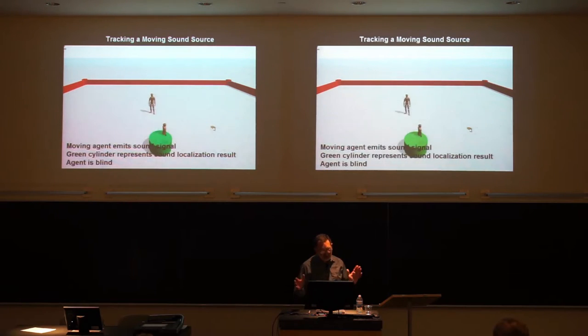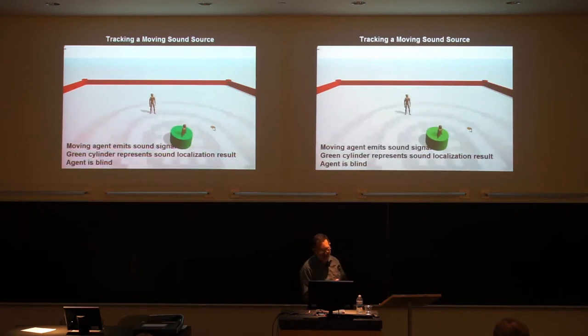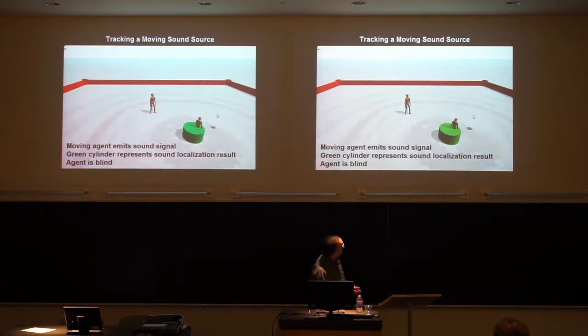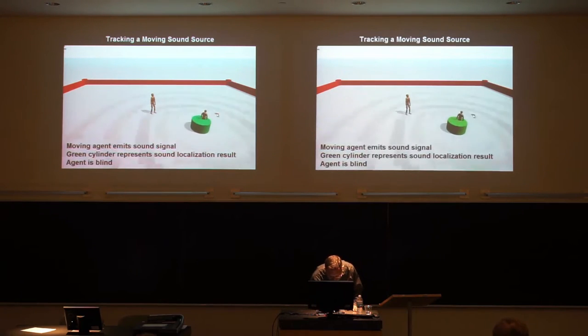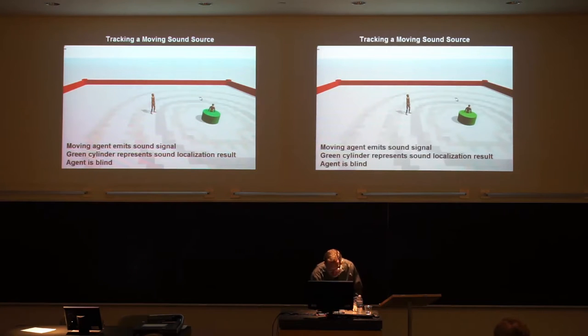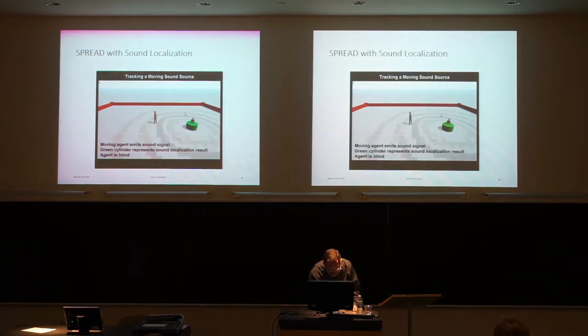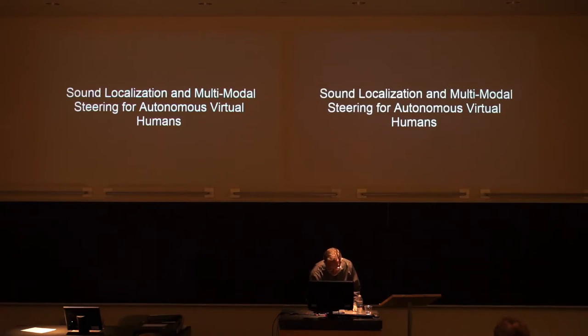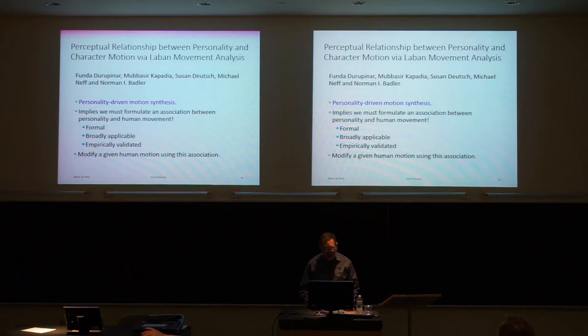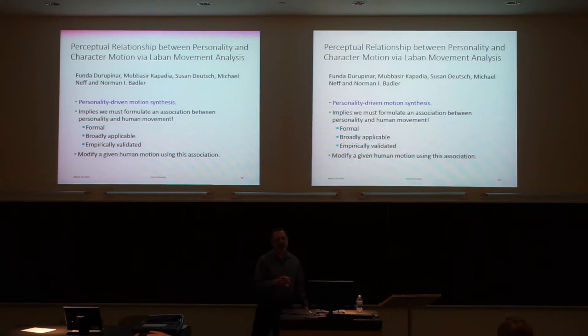So the green cylinder is where the agent thinks the walking agent is. It's pretty accurate. So let me move towards. There are other things I want to talk about. So I'm going to basically say it works. Okay. We did blind frogger, which is a lot of fun.